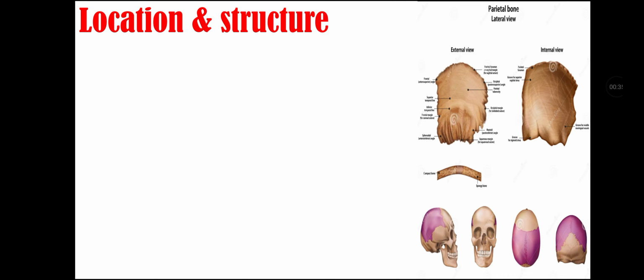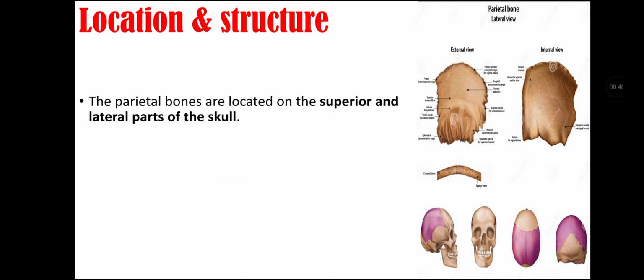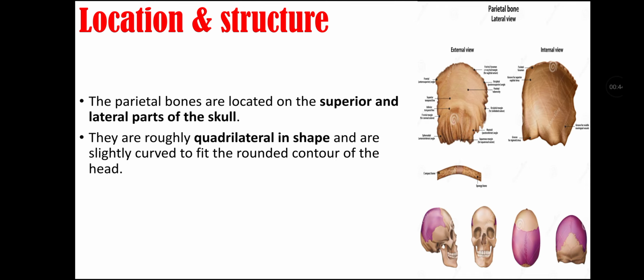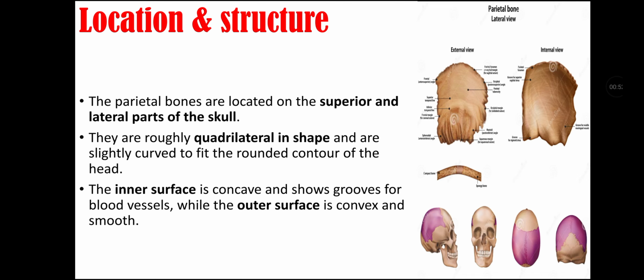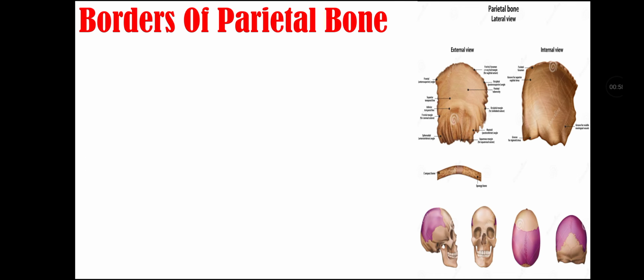Location and structure of parietal bone. Parietal bones are located on the superior and lateral parts of the skull. They are roughly quadrilateral in shape and are slightly curved to fit the rounded contour of the head. The inner surface is concave and shows grooves for blood vessels, while the outer surface is convex and smooth.